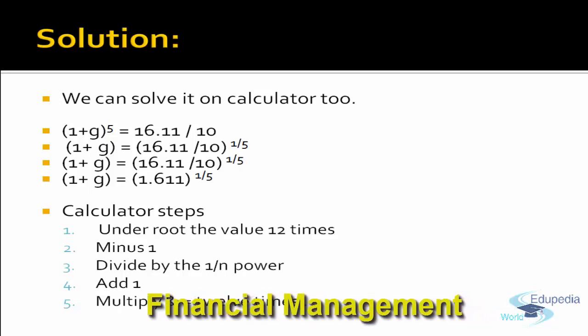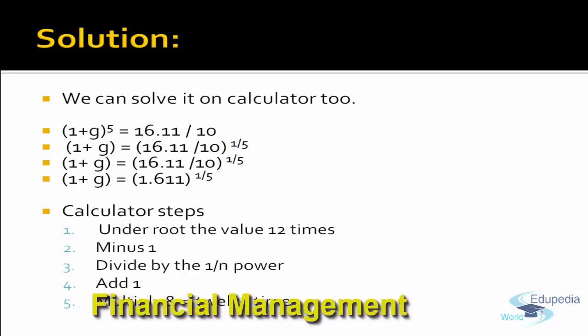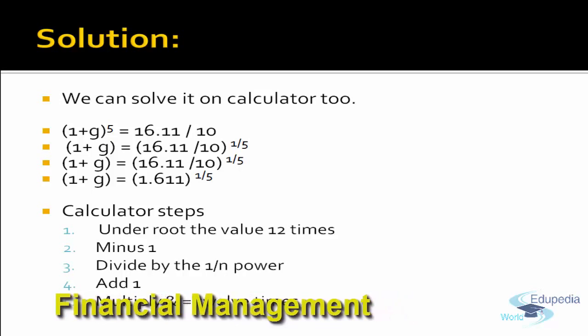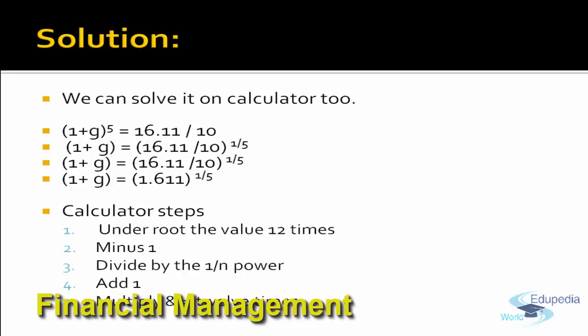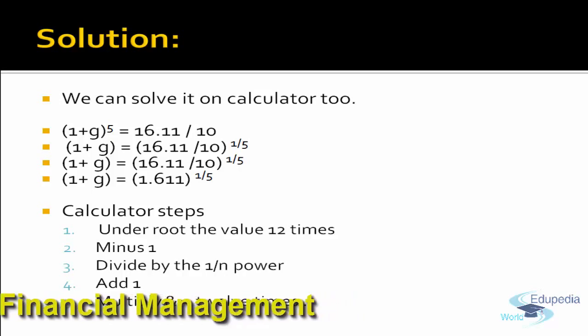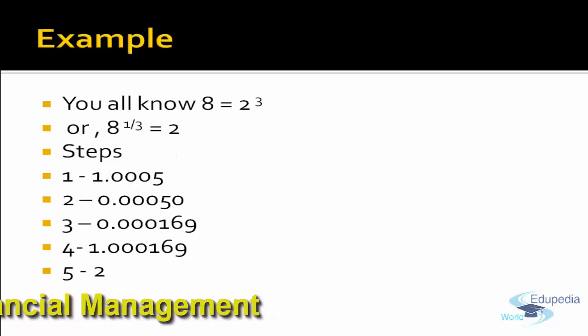Now whatever you get, press multiply equal to one time, multiply equal to a second time. Do this 12 times and you will get the figure of 1 plus g. So 1 plus g, you will get the figure. Reduce minus 1, you will get the growth rate. I'll explain how to do it.